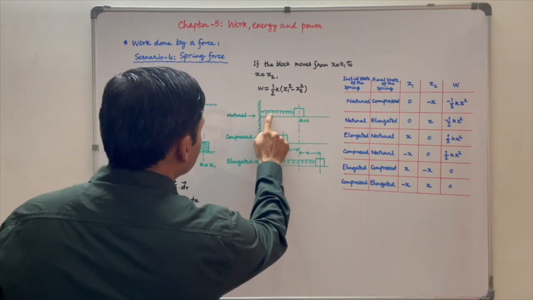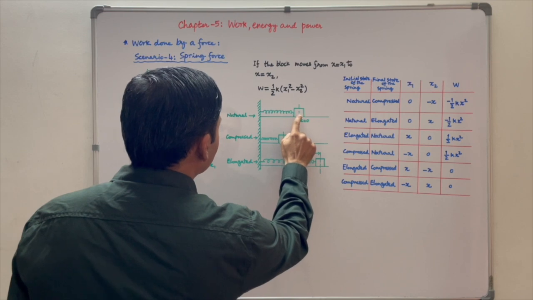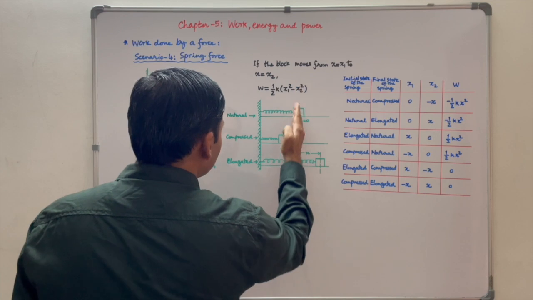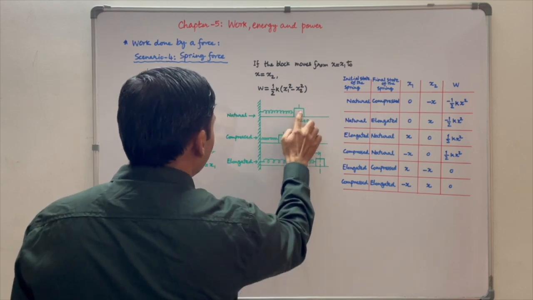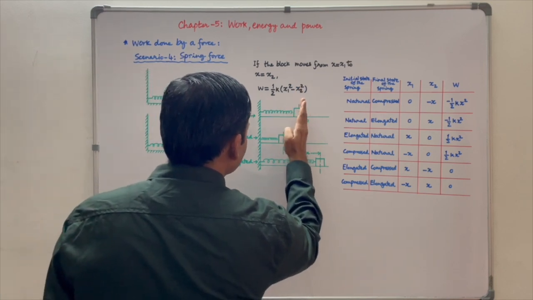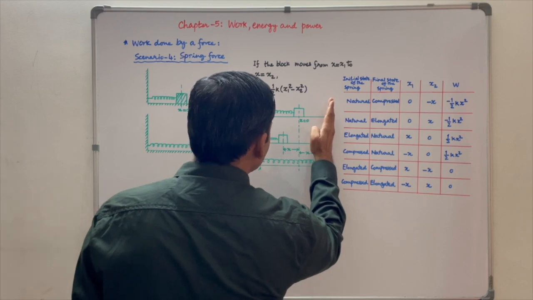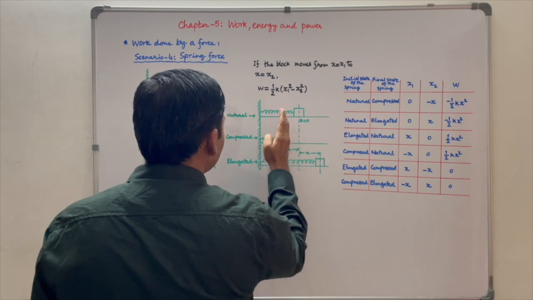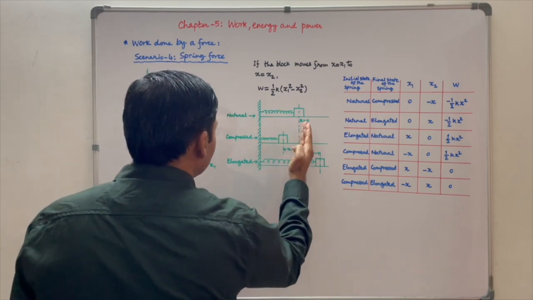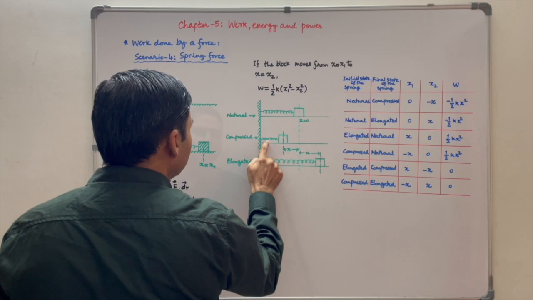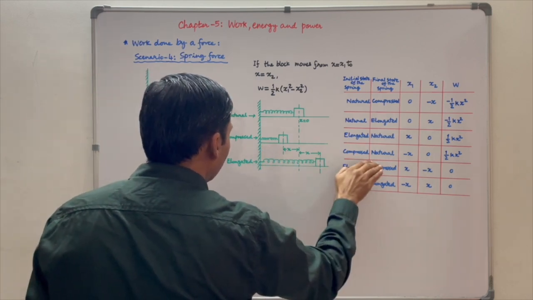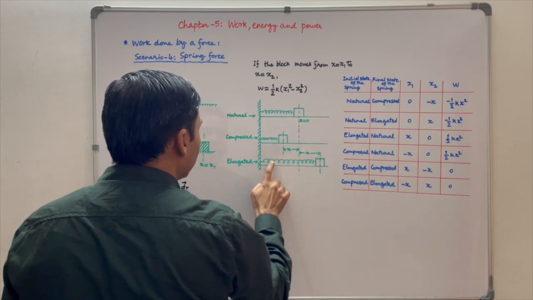In figure 1, spring block system is in equilibrium. Let's say block is at x is equal to 0. This is our reference line. Movement of block and spring towards the right side of reference line will be considered positive and towards the left side will be considered negative. In this figure, block is pushed towards the wall so that spring is compressed. In third figure, block is pulled away from the wall so that spring is elongated.